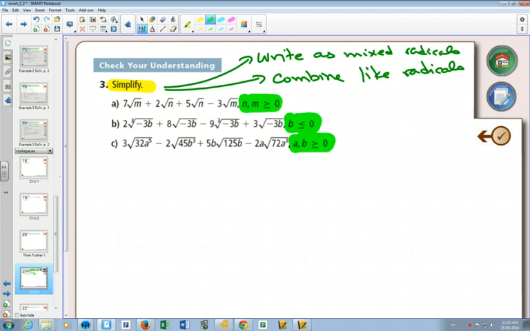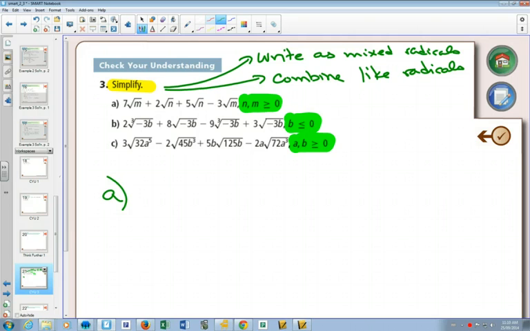So they give you where it's defined, but that green part isn't part of the question. It's just additional information. What we have to simplify is the stuff before the comma, which is 7 root m's plus 2 root n's plus 5 root n's minus 3 root m's. So they're already written as mixed radicals. We look inside the square roots, and there's nothing we can pull out of the square roots. So then we have to look, are there radicals that are alike, that belong to the same family? If there are, we can put those together.